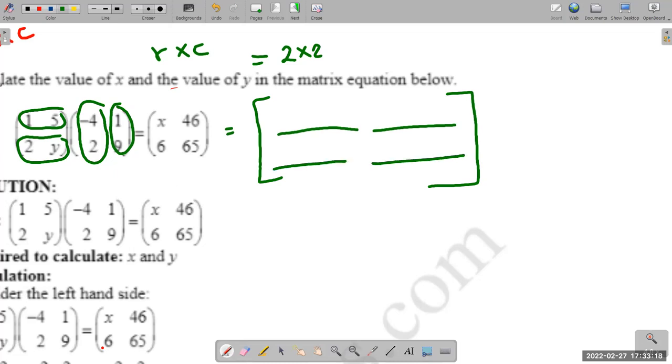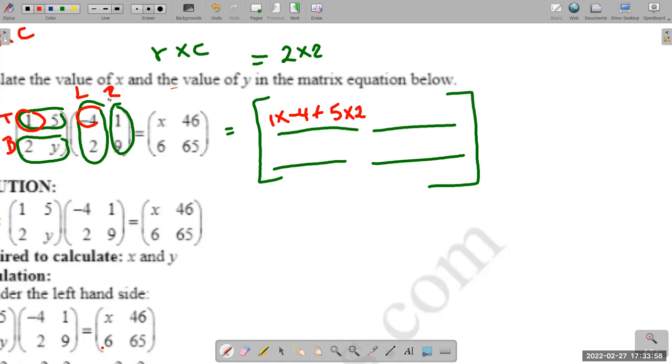So let's go now. Follow me, work with me. Let's go. So we know we have a top and a bottom, a left and a right. So we're going to try to find the answer for the top left. So guess which two we're going to use? We're going to use the top row and the left column. So that means 1 times -4 plus 5 times 2. Everybody agree with that? Basic stuff we need to remember.